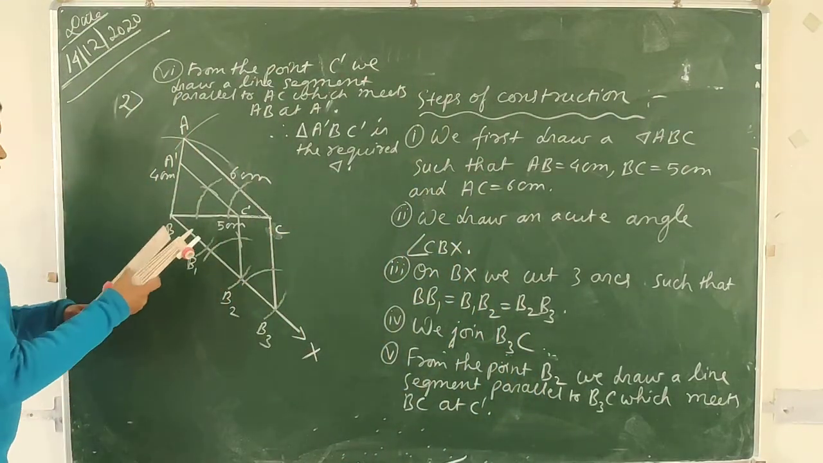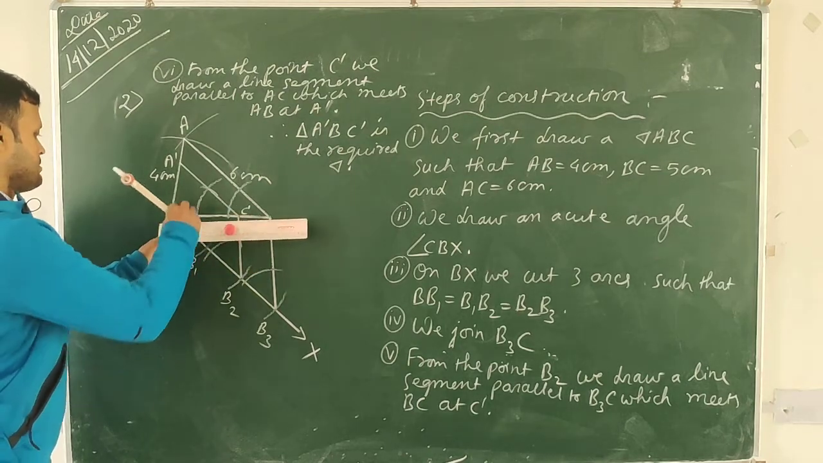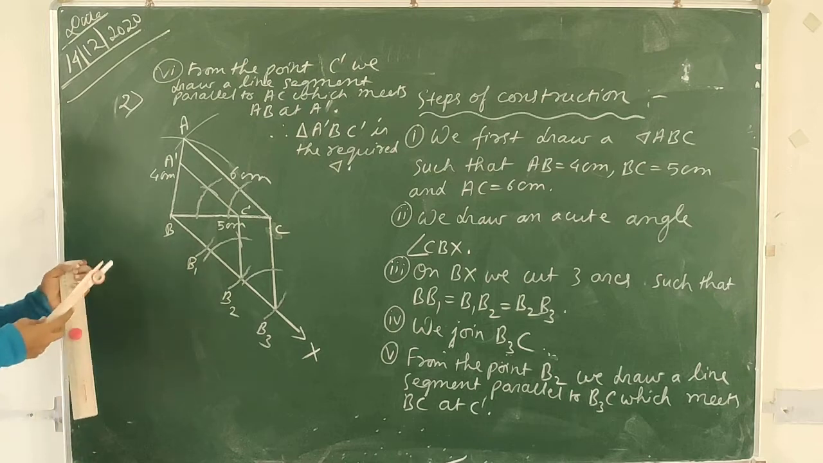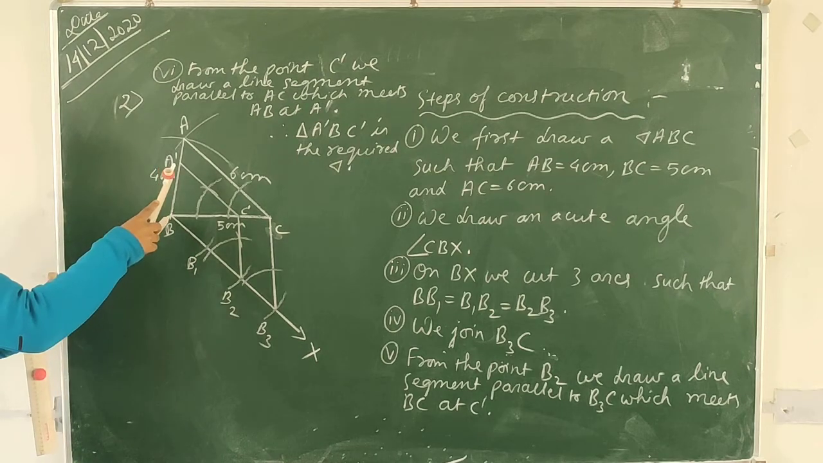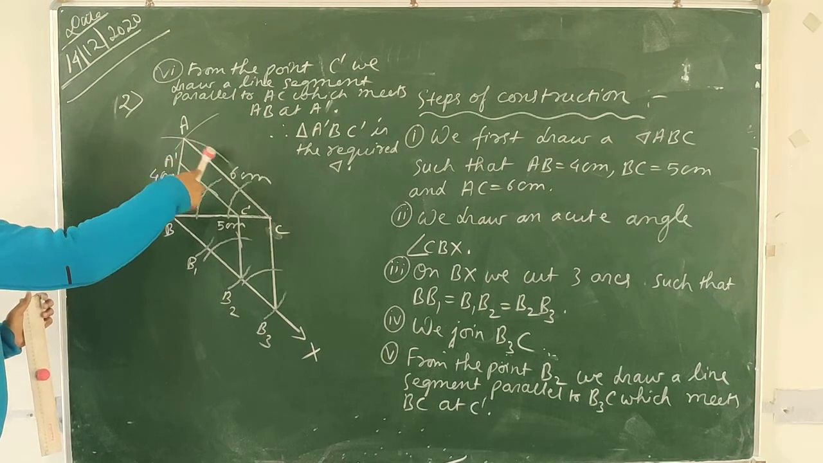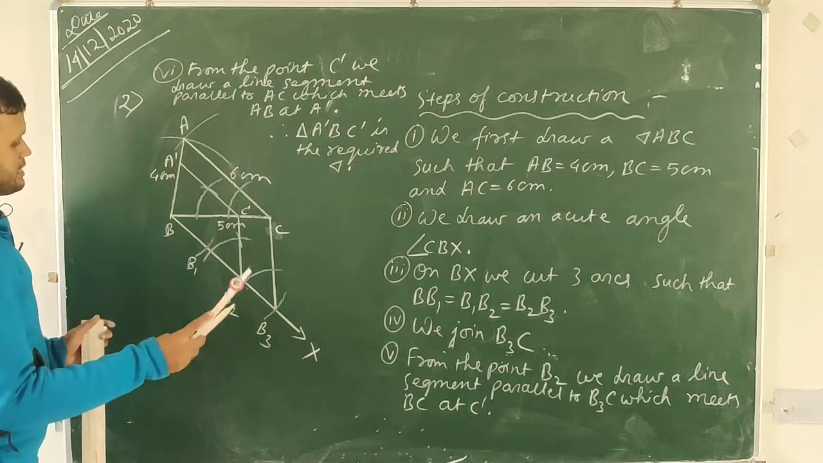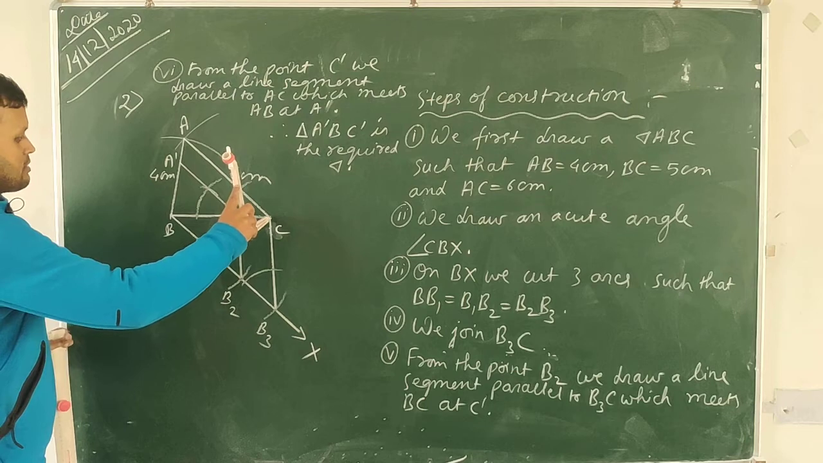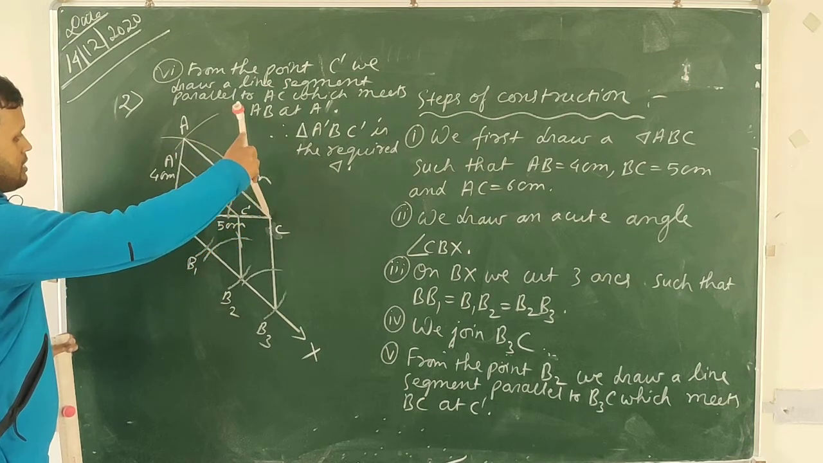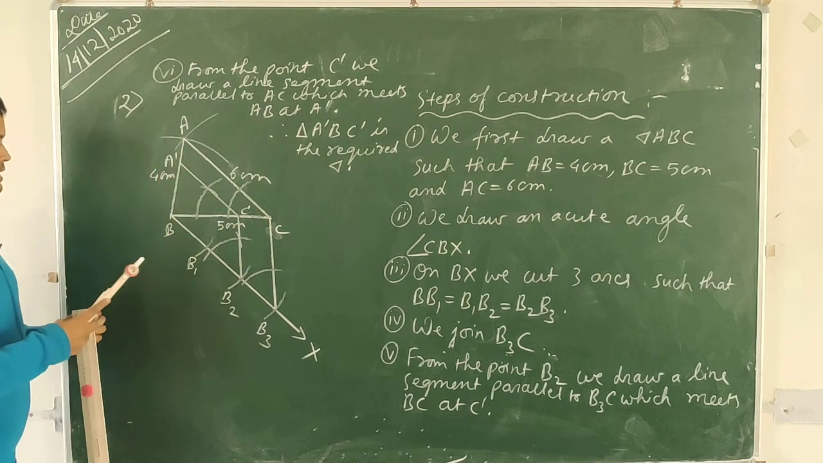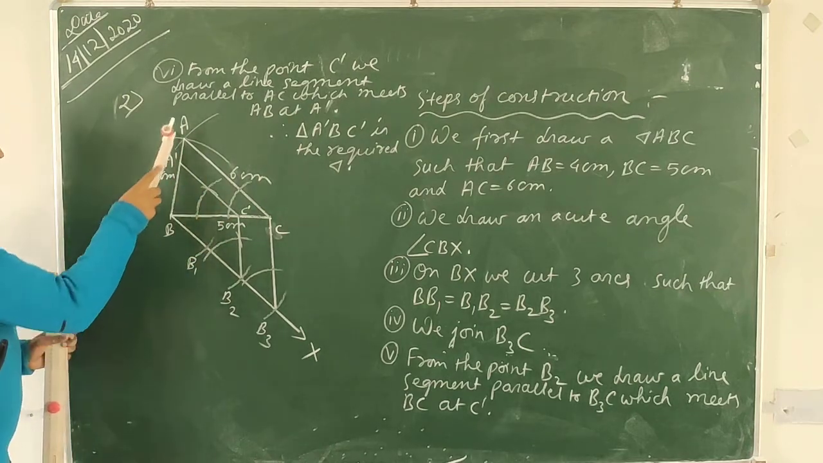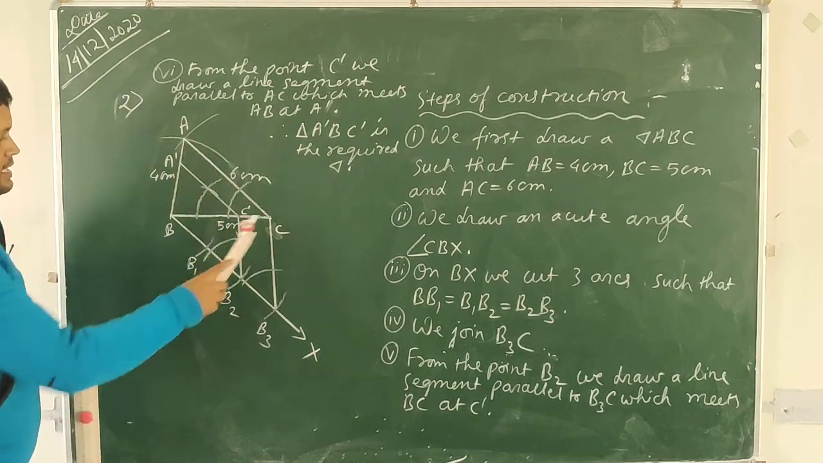How? So I have first drawn a 5 cm line segment BC. Then from the point B, by taking a radius of 4 cm, I have drawn an arc like this. Then by taking 6 cm as the radius, from the point C, I have drawn one more arc. These two arcs meet at the point A. AB I have joined and AC I have joined. So triangle ABC is ready for us. AB is 4 cm, BC is 5 cm, and AC is 6 cm.